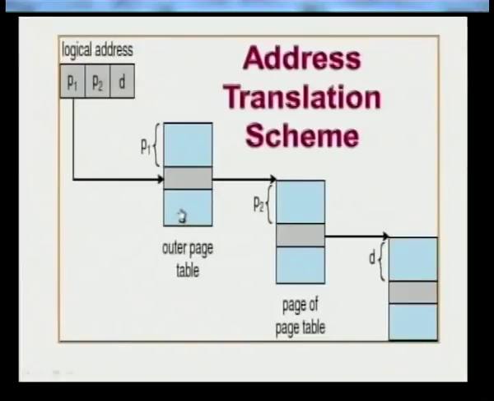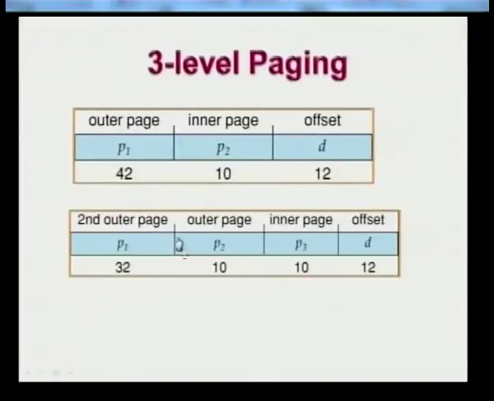If it is a three-level paging scheme, the only variation is that the outer page table is again paged, so that here comes one more level of a page table, which we will discuss in the future slides. This is how the three-level paging scheme is visualized. Here is the two-level paging scheme. So, there is an outer page and an inner page, P1 and P2 corresponding to the page number and the offset.